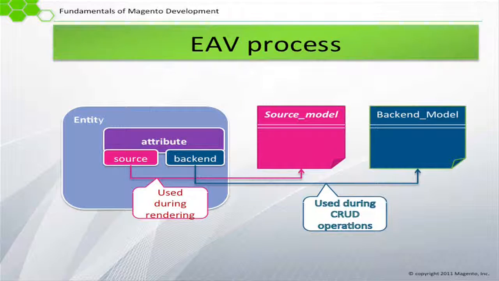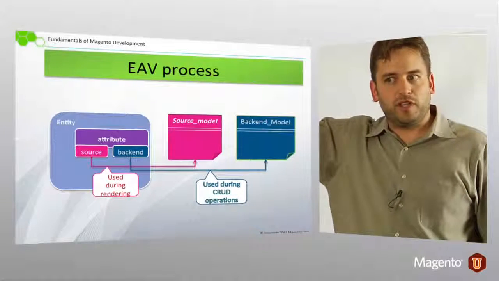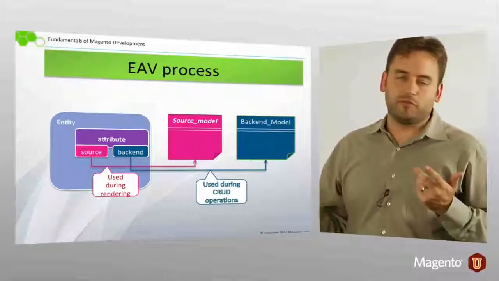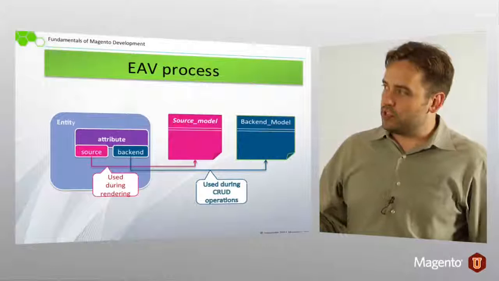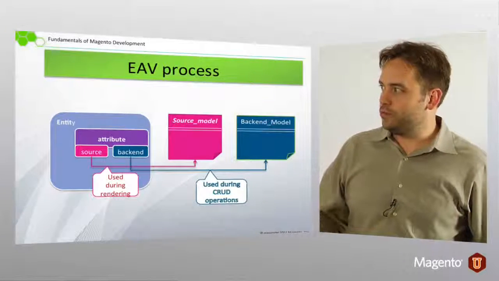Now, EAV process. So what does this all mean when it comes time to either gather or store information or options? In the context of the entity, we get the attribute model. For each entity in EAV, we have access to the attribute model, and that model is very complex. It has source, backend, and front end. The source is used for rendering options, and the backend is used for storage.